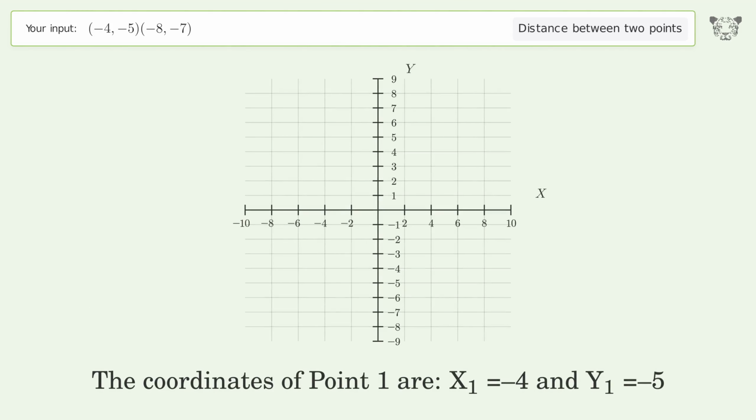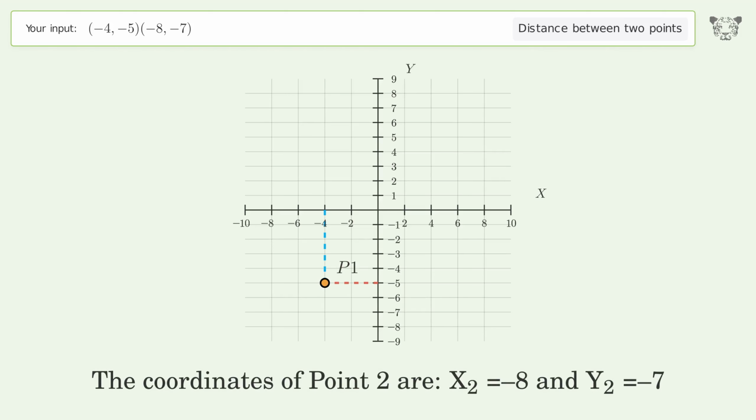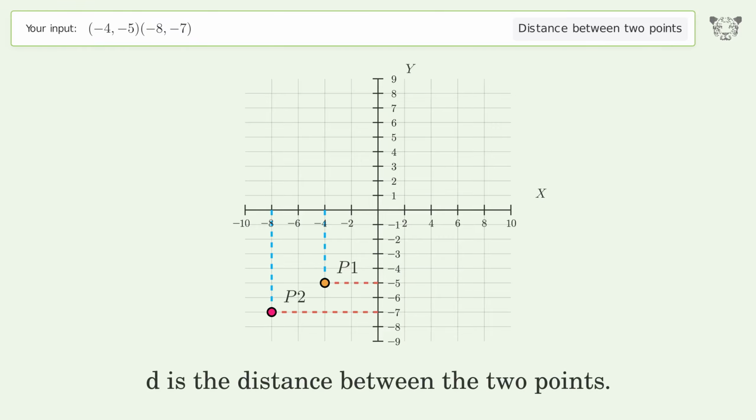The coordinates of point 1 are x1 equals -4 and y1 equals -5. The coordinates of point 2 are x2 equals -8 and y2 equals -7. D is the distance between the 2 points.